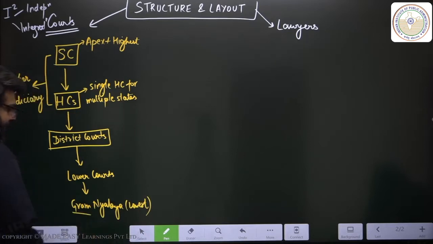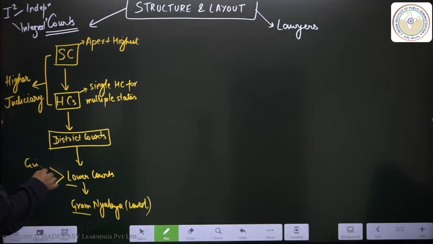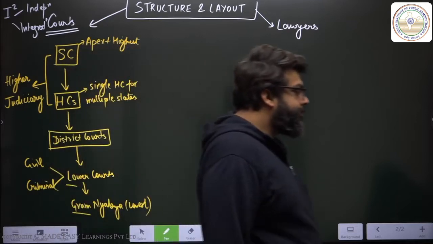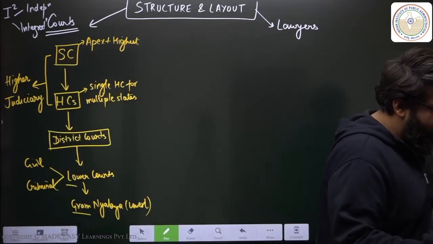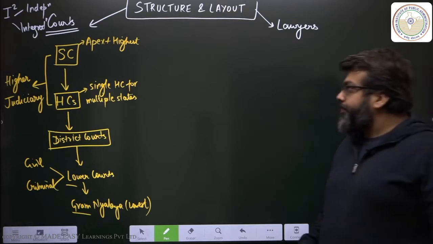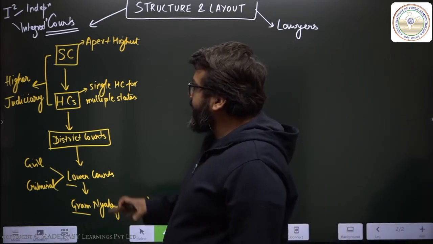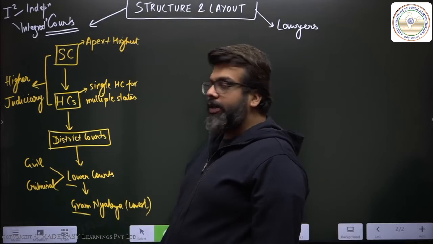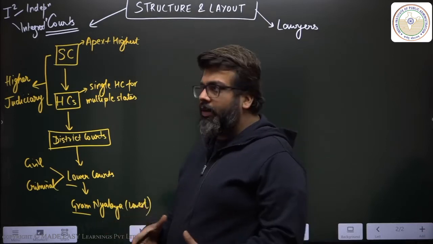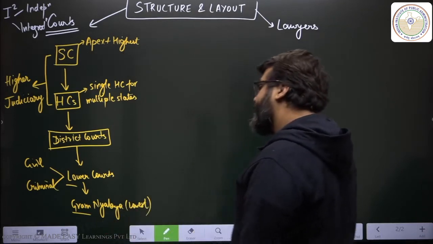Now, right from the Gram Nyayalaya to your lower courts, where you have civil courts and criminal courts, up you go to the district court, the high court, and of course, the Supreme Court. Now, this ecosystem is also called the formal or the institutional ecosystem.